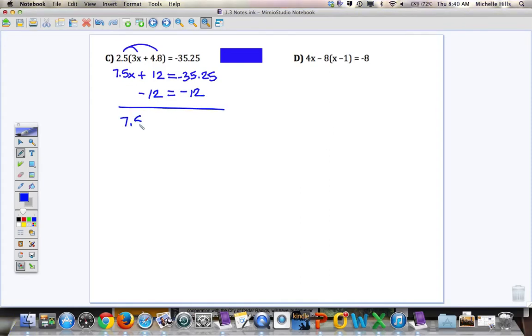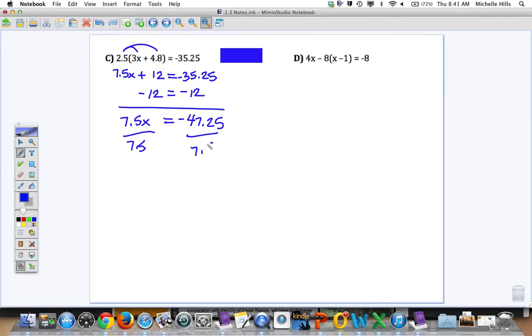So 7.5x equals negative 47.25. Now don't forget that was a negative 35.25 to begin with. Some people are sort of losing those signs. And then the last thing I'm going to do to solve for x, divide by 7.5 because the x is being multiplied by 7.5. And when I take negative 47.25 and divide it by 7.5, I get 6.3, so negative 6.3. So x equals negative 6.3.